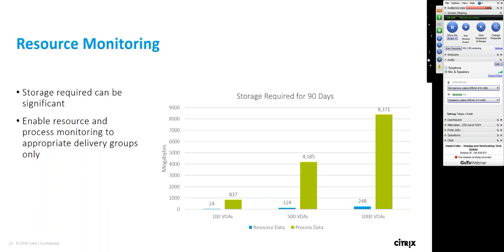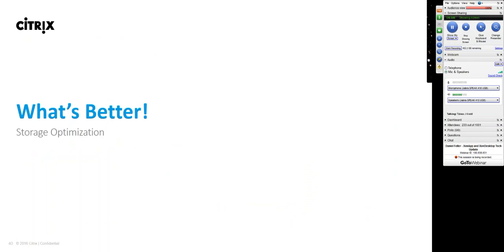So when you do the historical monitoring of the resources, try to figure out how much storage space you need. And like I said, you can turn on and off what you're collecting via the Citrix policies within Studio.